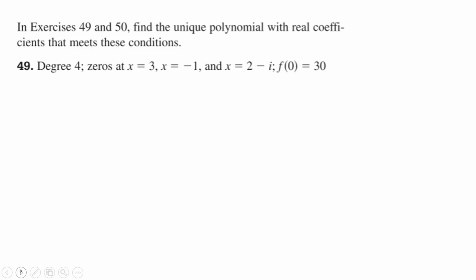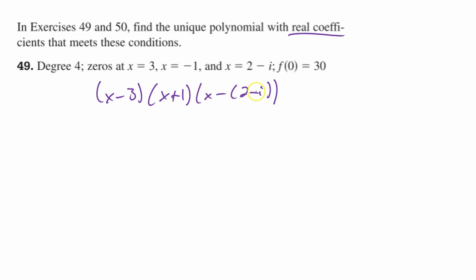All right, last one. This is really more what we're doing on 2.5a, but let's do it anyway. So we're looking for the unique polynomial with real coefficients that meets these conditions. We have zeros at 3, which means we need an x minus 3. Negative 1 means we need an x plus 1. And 2 minus i means x minus (2 minus i). Now, they say real coefficients, which means we must have 2 plus i as well. So we have x minus (2 plus i).